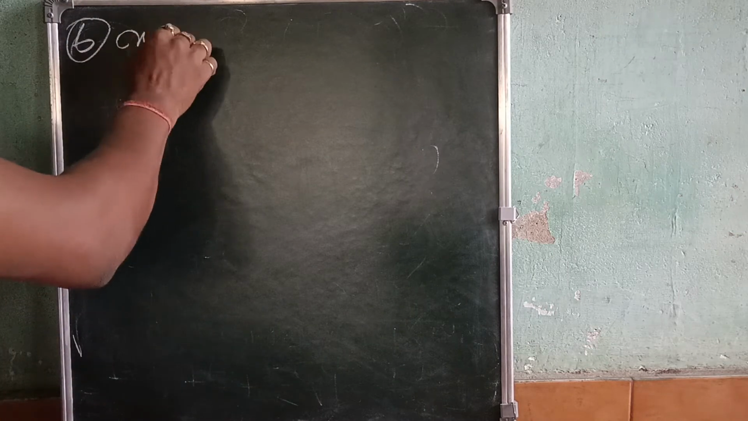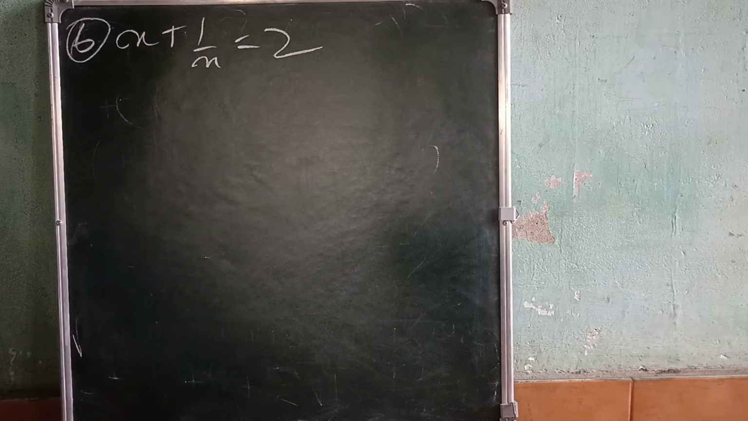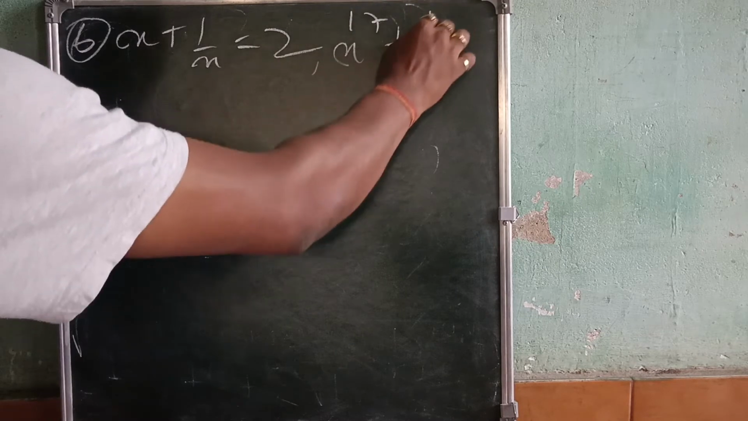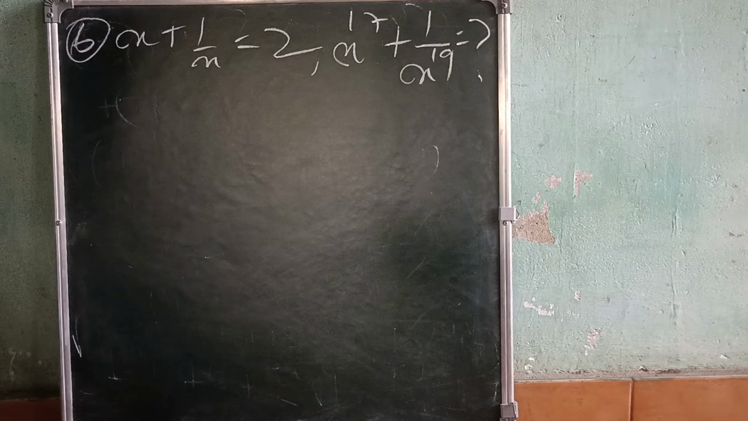Next part is your question number 6. x plus 1 by x is equal to 2. It is given. We have to find out x to the power 17 plus 1 by x to the power 19, how much, right? When x plus 1 by x is equal to 2, when plus is there, at that time you have to consider x is equal to what?